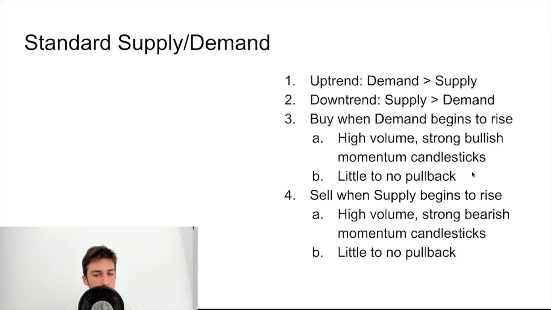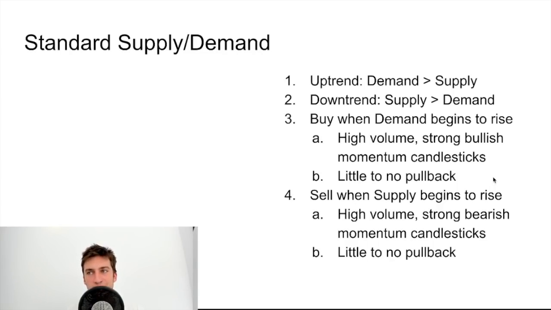If you see major pullback in a market that looks to have high demand, that's typically a pretty bad sign because we shouldn't be seeing major pullback in a market that does have high present demand. Flip side, when we get supply, we want to sell when supply is beginning to rise.